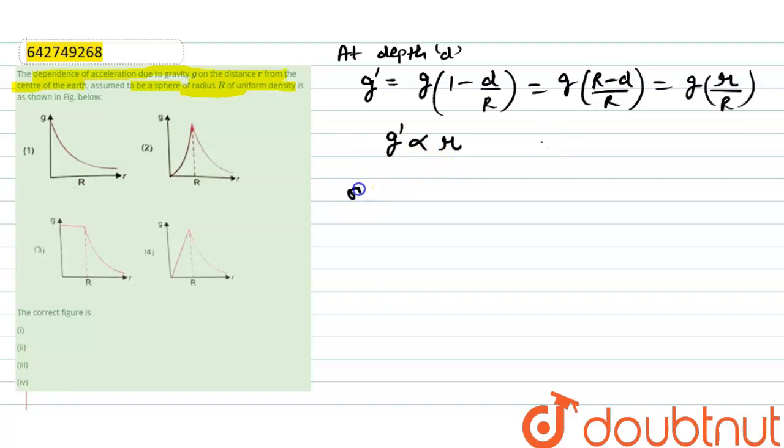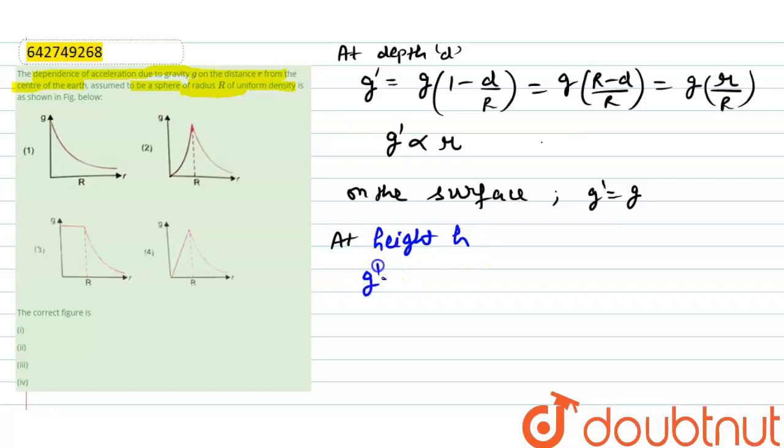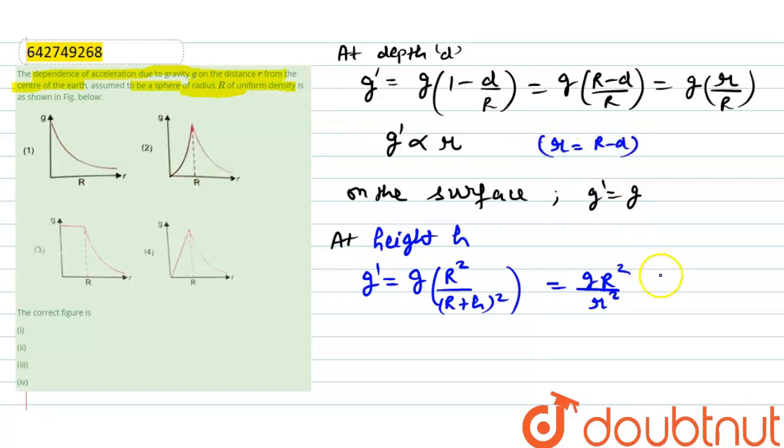And on the surface, acceleration due to gravity is g. At height h from the surface of earth, acceleration due to gravity g dash is equal to g multiply R square divided by R plus h whole square, right? So we can say g R square divided by small r square. Here small r is R minus d, and here small r is R plus h. Capital R is constant. So here acceleration due to gravity is inversely proportional to r square.